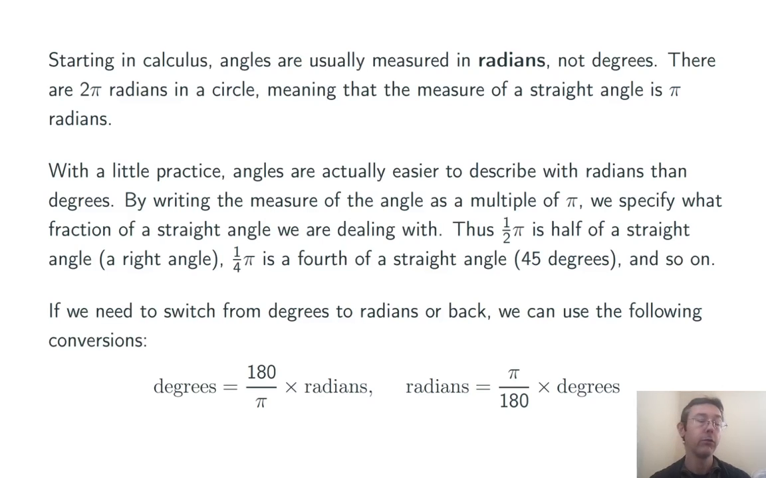If we need to switch from degrees to radians, or from radians to degrees, we have a couple of formulas. You take the number of radians, you multiply by 180 over pi, you get the number of degrees. Or you take the number of degrees, you multiply by pi over 180, you get the number of radians. The way I remember the first one is, since radians usually have a pi in there, I think about the pi in the radians canceling with the pi in the denominator of the 180 over pi.